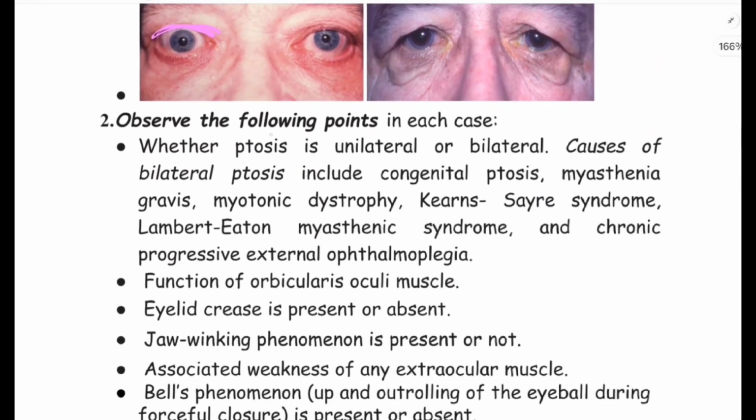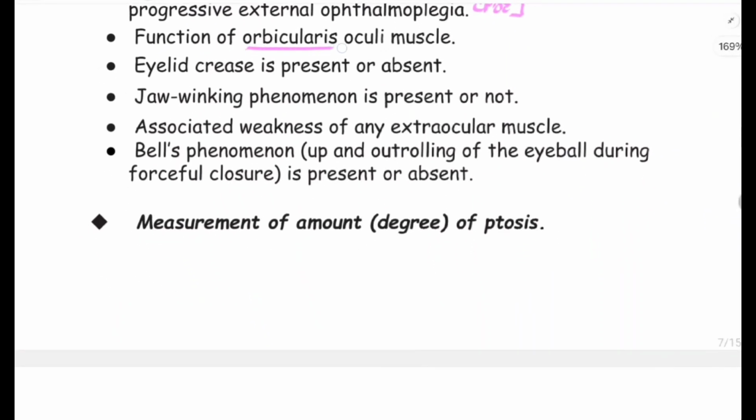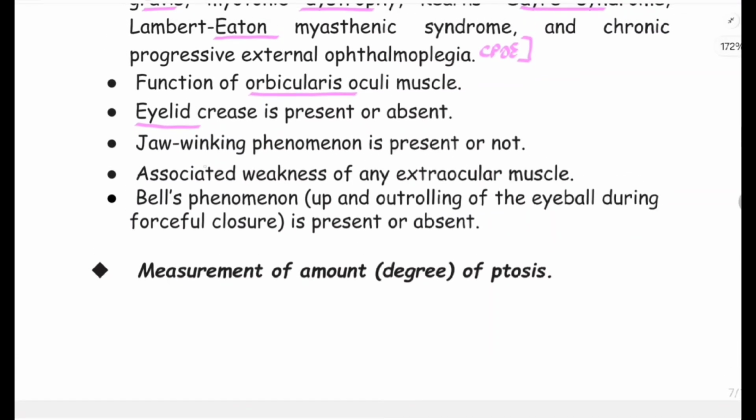Now observe the following points, like whether the ptosis is unilateral or bilateral. Causes of bilateral ptosis can include congenital ptosis, myasthenia gravis, myotonic dystrophy, Kearns-Sayre syndrome, Lambert-Eaton syndrome, and chronic progressive external ophthalmoplegia also. Now, function of orbicularis muscle should be seen to see the seventh nerve. Then eyelid crease should be seen to rule out the congenital causes. Jaw winking phenomenon is present or not should be checked for. Associated features of any extraocular muscles should also be tested to rule out cranial nerve palsy, etc.